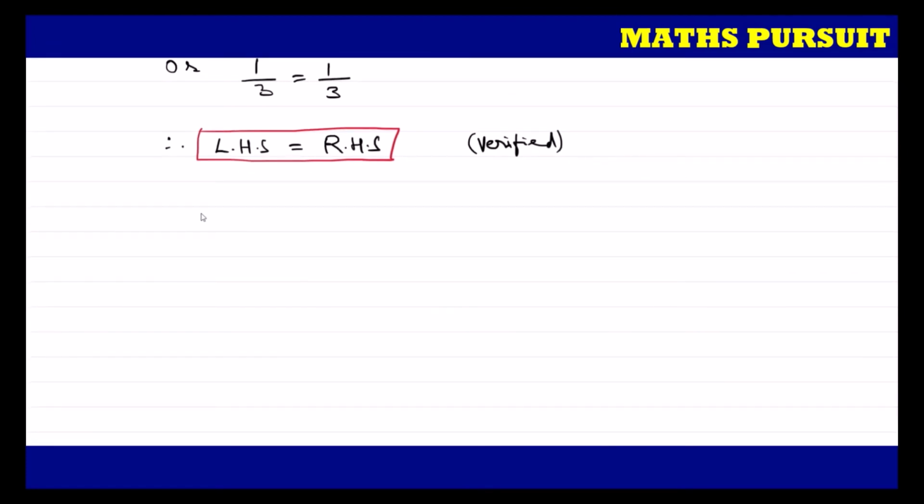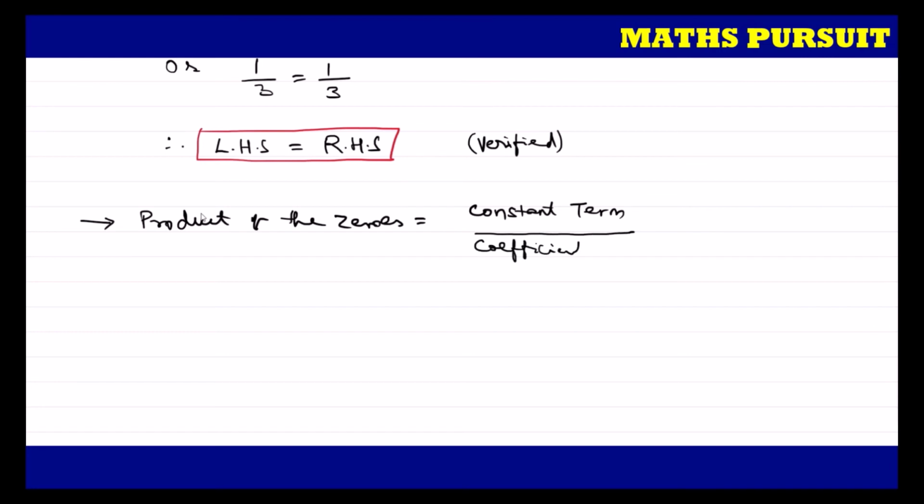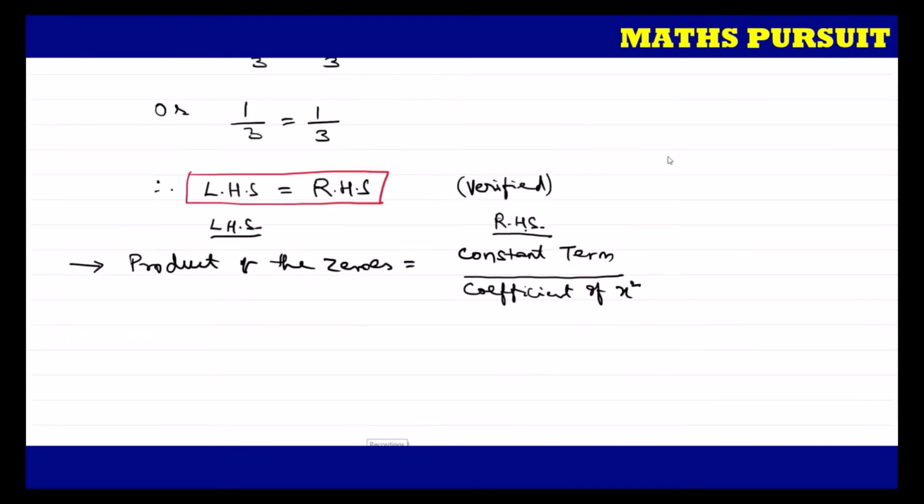Now let us check the relationship for the product of the zeros. We know that the product of the zeros is equal to the constant term upon the coefficient of x to the power 2. Guys, this is again a formula. We need to remember this. Again, I am considering this one as the left hand side and this part as the right hand side. We are going to see if the left hand side is equal to the right hand side or not.